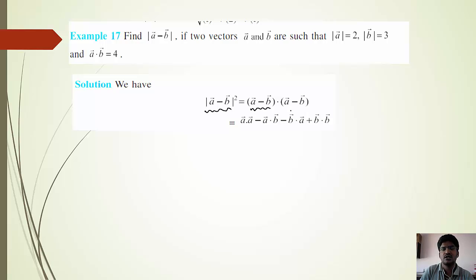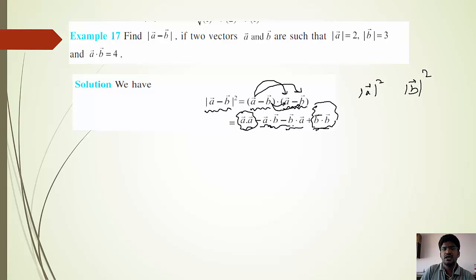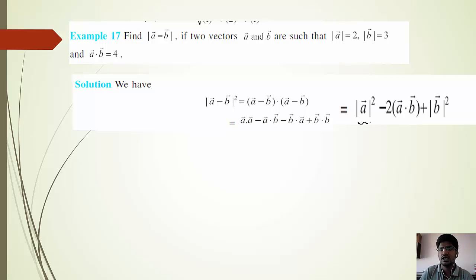Okay. See here. They have written mod of vector A minus B whole square. That can be written as vector A minus vector B dot vector A minus vector B. So from this, see here, vector A dot vector A, vector A dot vector B minus of vector A dot vector B. Next, minus of vector B dot vector A, minus into minus, plus vector B dot vector B. Okay. So this can be written as mod of A square, this can be written as mod of B square. And now if I add these two, it will be minus of 2 times of vector A dot vector B. Are you clear? So that thing they are going to write here: mod of vector A square plus mod of vector B square minus of 2 times of vector A dot vector B. Are you clear? Okay.